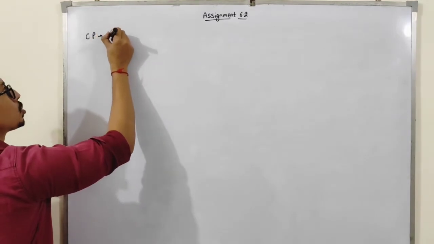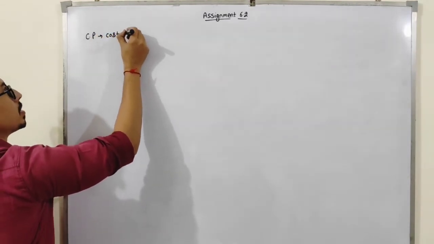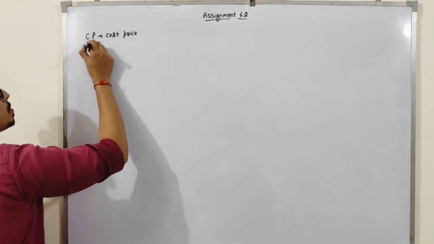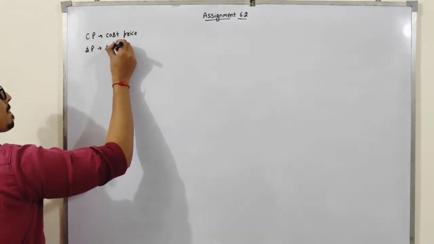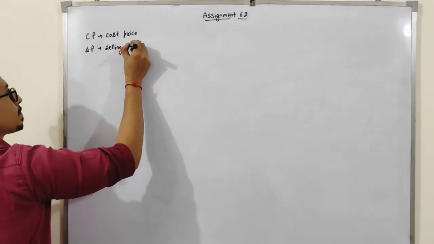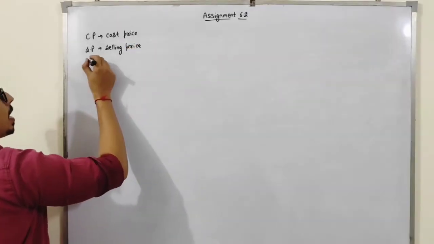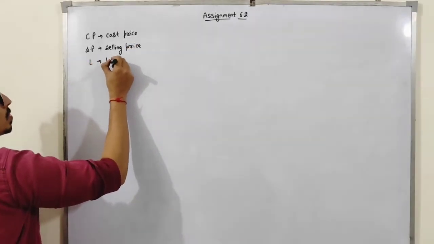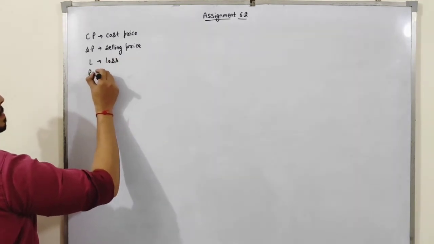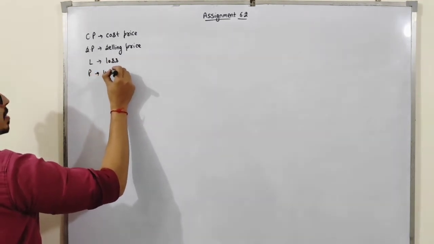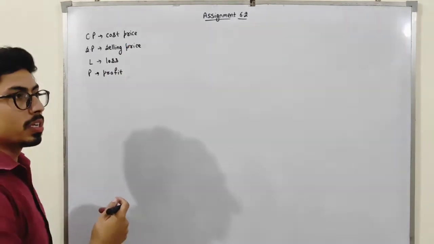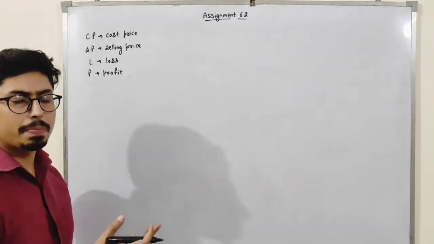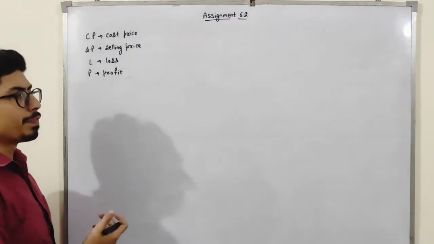CP means the cost price. SP means the selling price. Capital L means the loss. Capital P means the profit. These are the terms that I'm going to use. See, what is cost price, what is selling price, what is loss, and what is profit, students.